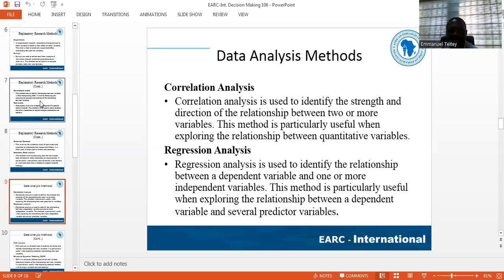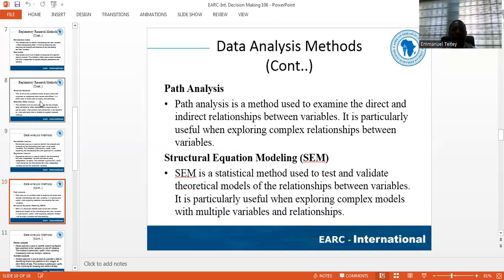Then regression analysis. Regression analysis is used to identify the relationship between dependent variables and one or more independent variables. This method is particularly useful when exploring the relationship between the dependent variable and several predictor variables. Path analysis. Data analysis method continues. We are still on the data analysis methods.